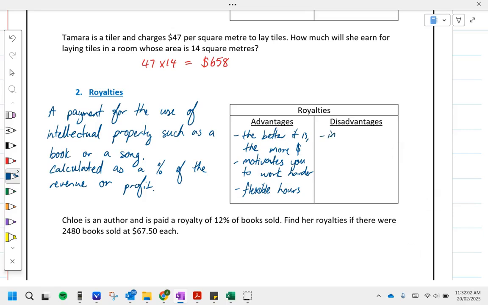Disadvantages is inconsistent pay, since it's based on sales. And it takes time. It takes time to create a product. So that means whilst you are taking time to write that book or to make that song, you're not getting paid. Not until you finish a product and you start making sales.